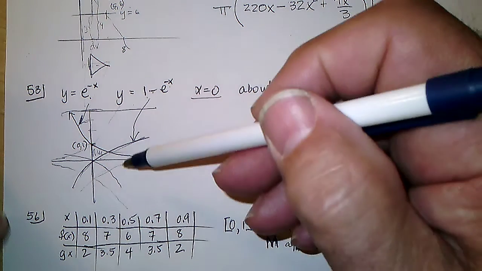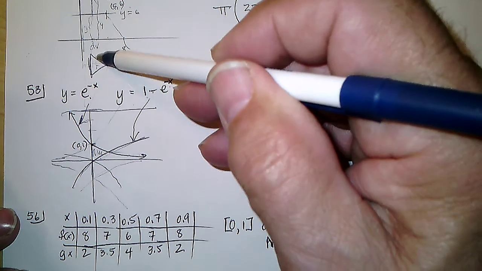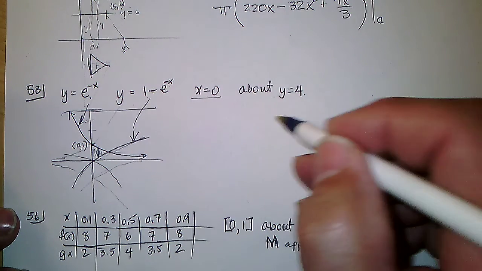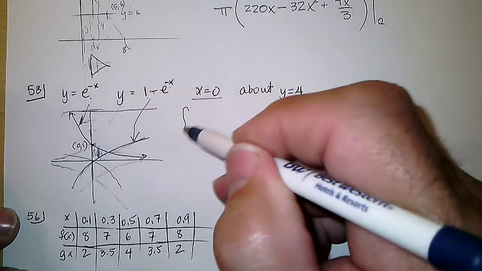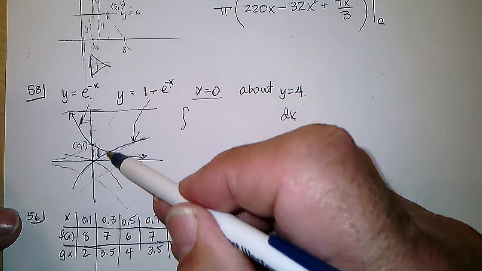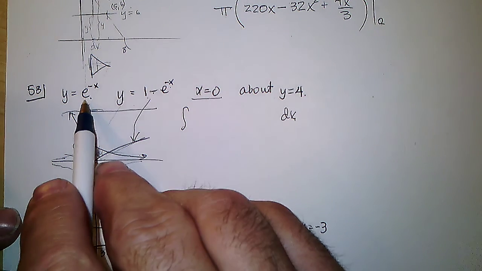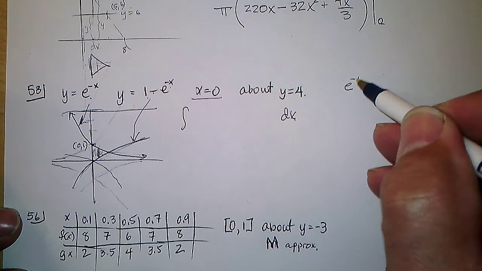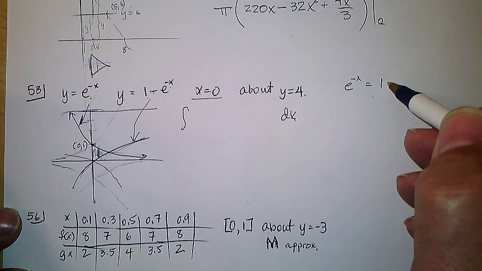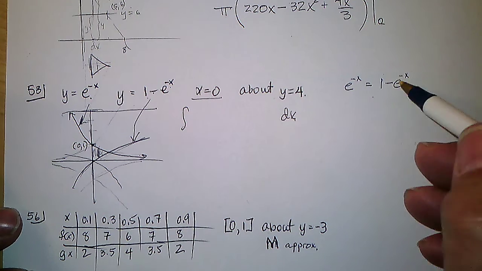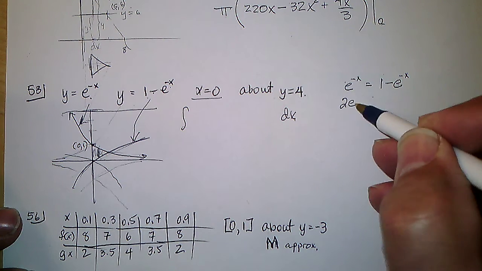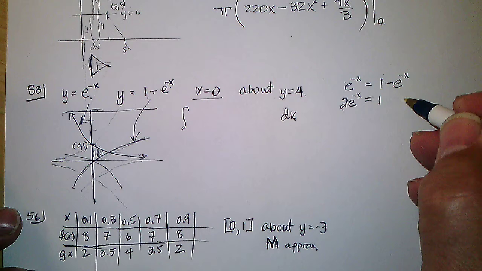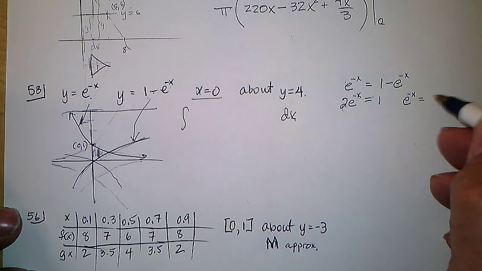So we will have a disk, because we're going to slice it perpendicular to the axis. The thickness is dx. And we're going to have to integrate x from 0 to where they intersect. Let's see, if we set those equal, we're going to have e to the negative x equal to 1 minus e to the negative x. If I add e to the negative x aside, I get 2e to the negative x equals 1. I'll divide by 2, and I get e to the negative x equals 1/2.